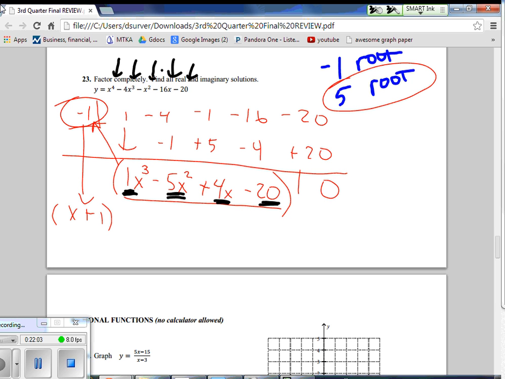Now, if you really like synthetic better, you should go off to the side of your paper and do this. 5, 1, -5, 4, -20, and do it that way. That's totally fine. But I'm going to factor by grouping just to remind you how that goes.